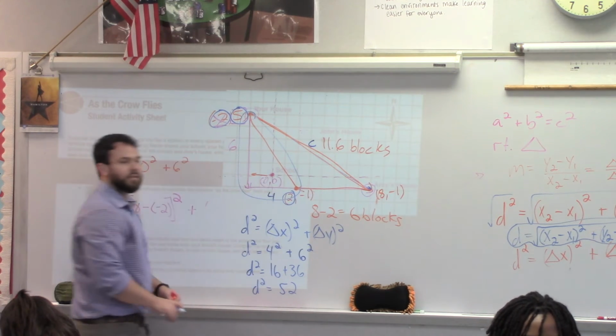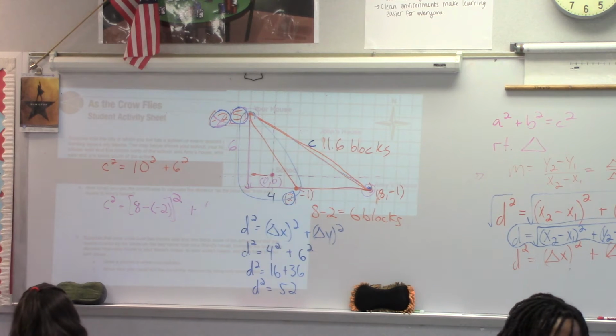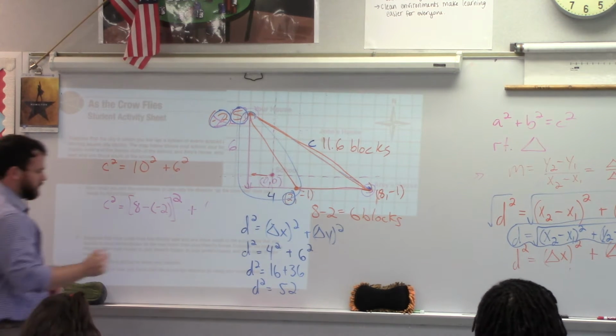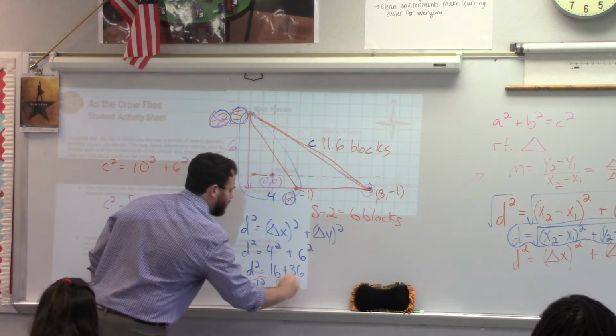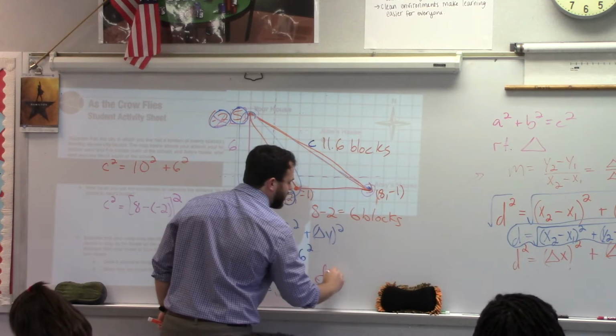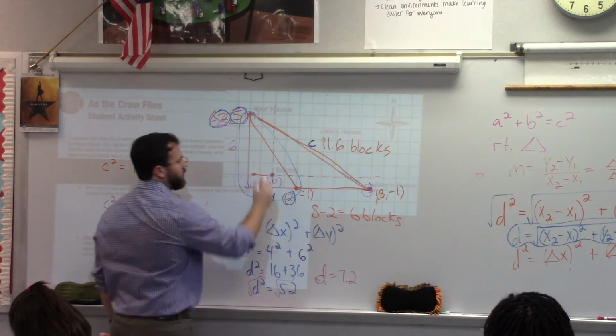I don't have the distance yet. What do I still need to do? Do the inverse. What's the inverse of a square? Square root. In the calculator, it's 7.2. So then the distance back home is 7.2.